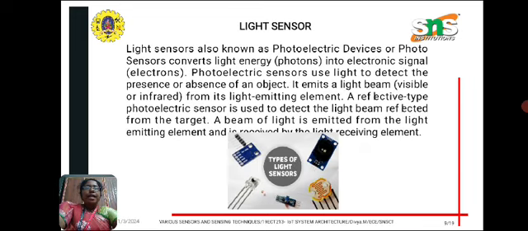Next one is the light sensor. A light sensor is also known as a photoelectric device or photosensor. It converts light energy into an electrical signal. A photoelectric sensor uses light to detect the presence or absence of an object. It emits a light beam from its light emitting element, and the reflective type photoelectric sensor is used to detect the light beam reflected from the target. A beam of light is emitted from the light emitting element and received by its light receiving element.